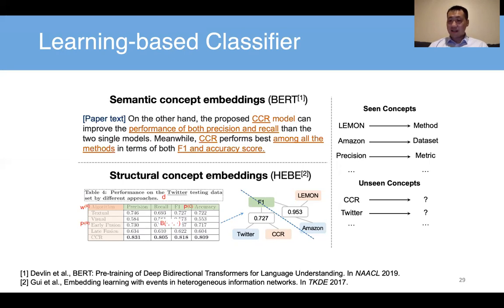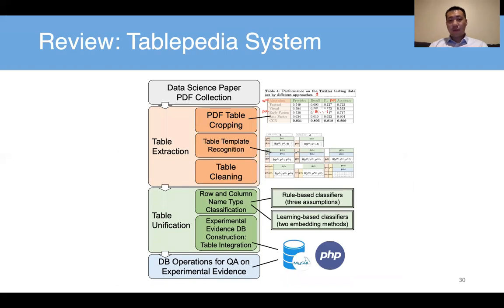So given the seed concepts we harvested from the rule-based classifiers and the seed, we can predict the types of these unseen concepts, and we choose the most confident ones for the next run's seed to do it iteratively.